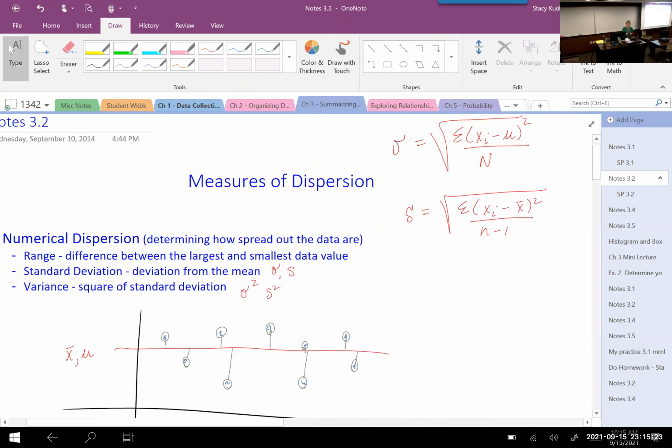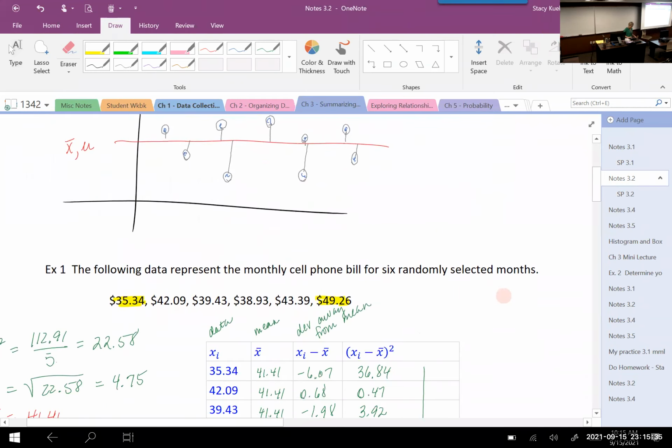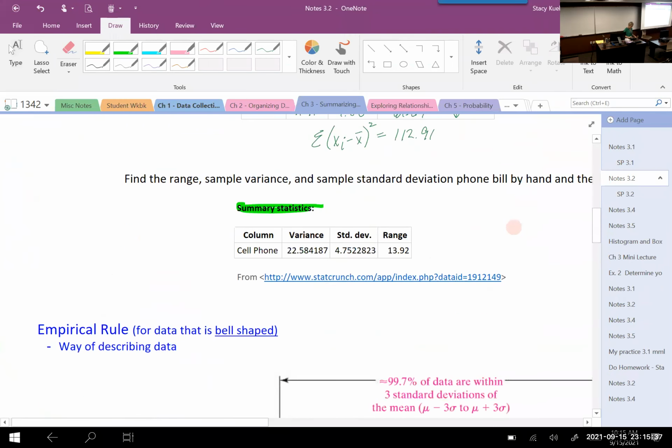So we have the spread. We know how to now calculate, or we at least maybe are understanding, and we're going to practice on it a lot more because you have a test over this probably pretty soon. But we're going to be practicing what standard deviation means on our homework.